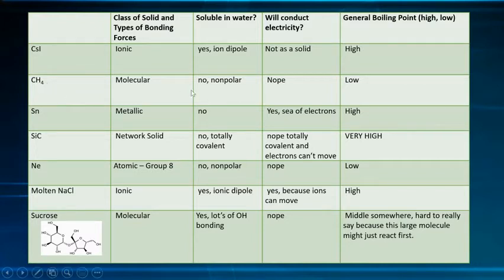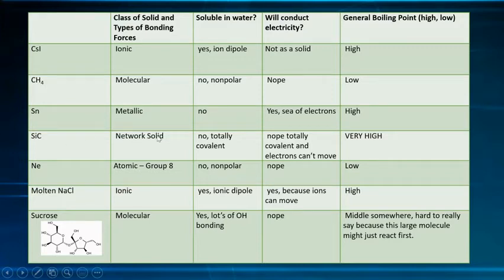CH4 is a molecule. It is nonpolar, so it would not dissolve in water, would not conduct electricity, and would have a low boiling point, because it's nonpolar, it would be very easy to break CH4s into separate molecules, or also known as gases or stuff. Tin is one metal, it would have metallic bonding, it would not be soluble in water. It would conduct electricity because it would be a sea of free-floating electrons. So that's how we describe metals. Its boiling point would be pretty high, probably in the thousands.